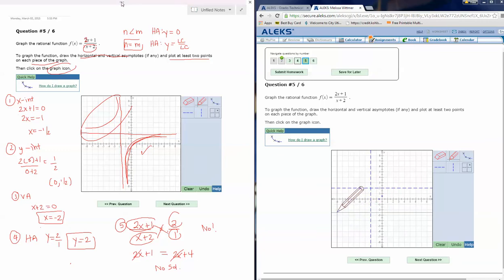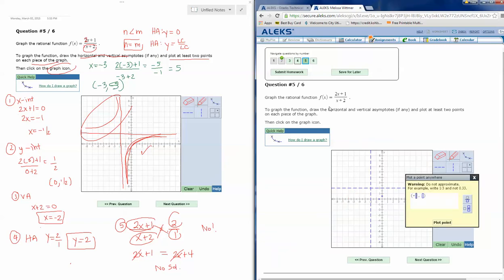So I'm going to go to the original function and I'm going to plug in x is -3. So in the equation I have 2 times -3 plus 1, divided by -3 plus 2. On top that's -6 plus 1, which is -5, and on the bottom -3 plus 2 is -1, and that simplifies to 5. So I can plot a point (-3, 5). So let's go ahead and graph, and I'm going to pick this point plotting tool here and I'm just going to type in -3, 5. Plot the point.